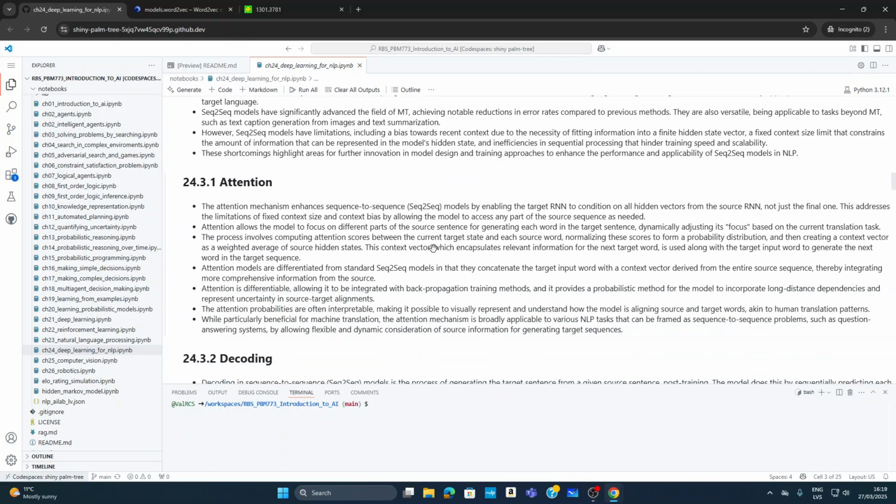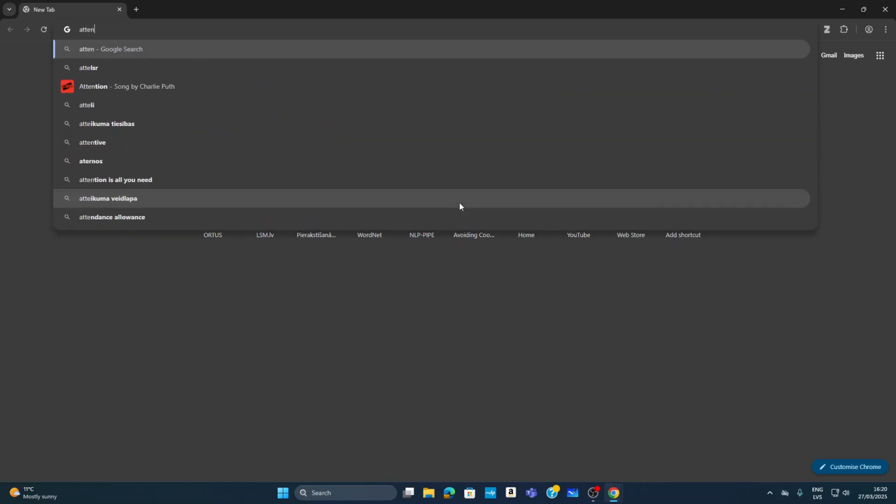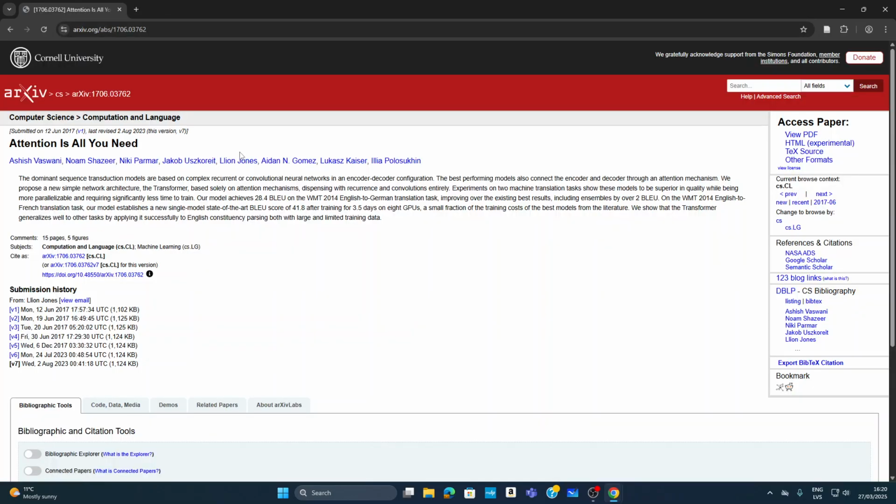And again, I mentioned this paper, "Attention Is All You Need." This is probably the most cited paper of the last 10 years as far as machine learning, as far as NLP, as far as anything dealing with deep learning, extremely influential.